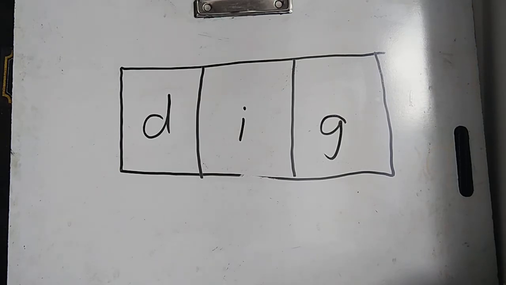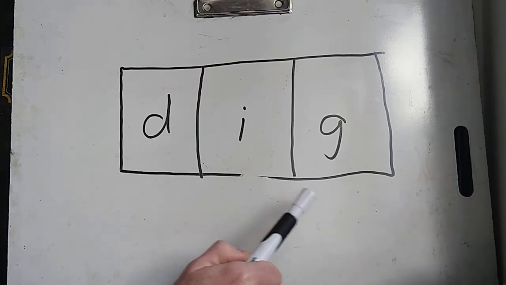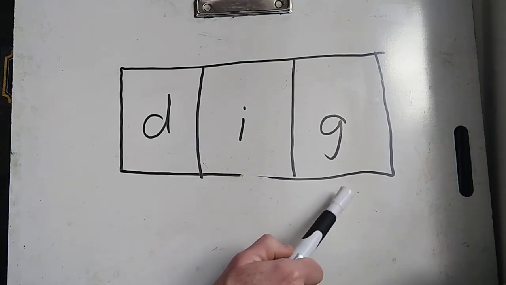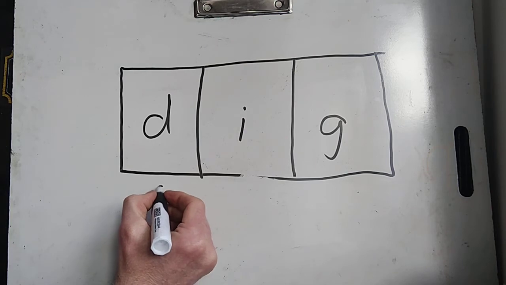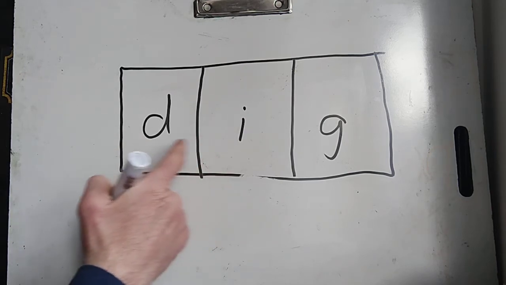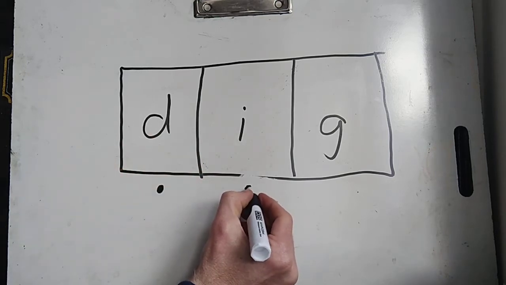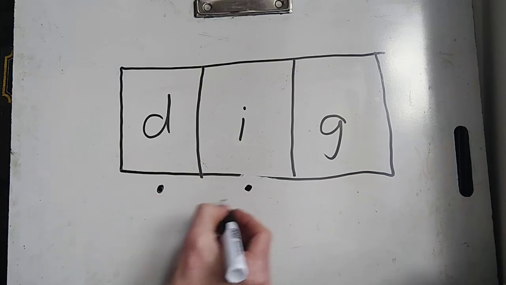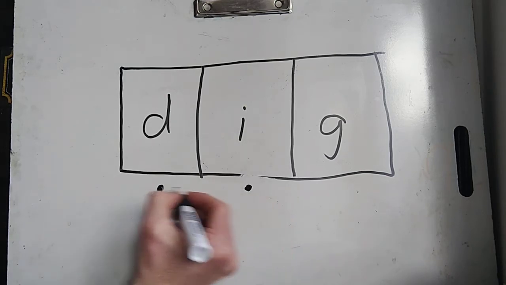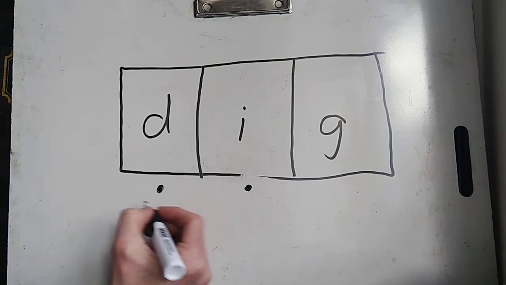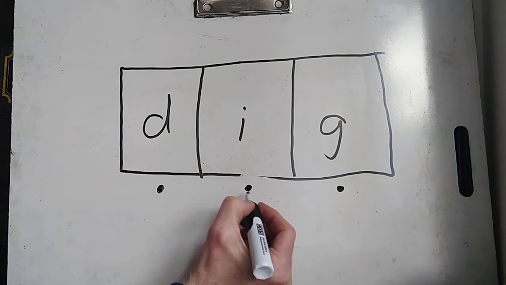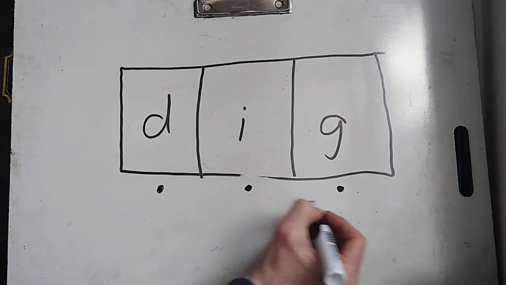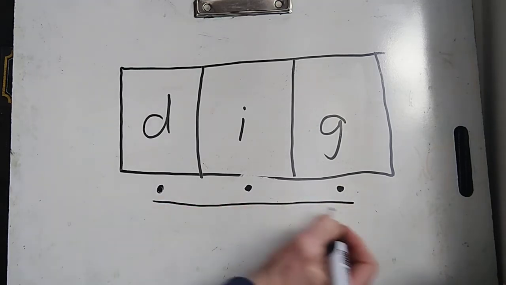Now, the first thing we're going to do is we are going to say all of the sounds. D. I. G. Okay, we've got all the sounds. If we have all the sounds, we can read this word, right? All right, what's our first sound? D. So now we're going to put the first two sounds together. D. I. Say it with me. D. I. Okay, so our first two, D and I, make the sound. Now we need to put the third sound in there. What is this one? G. Dig.